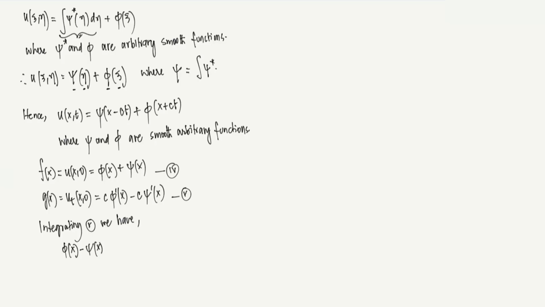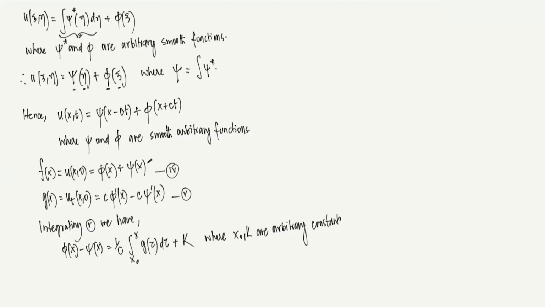This particular form looks like 1 by c times the integral from x naught to x of g of tau d tau, plus some constant k, where x naught and k are arbitrary constants. Yes, this is just an integration. Again, you see, this is given phi of x plus psi of x equals f of x. So we can put everything together.